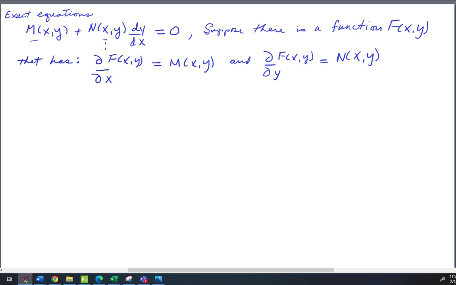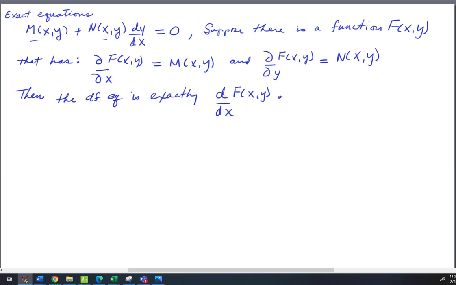Well, what does that tell us? That tells me that the original differential equation is exactly the derivative of f of x, y with respect to x.